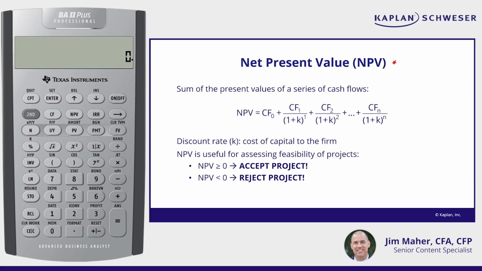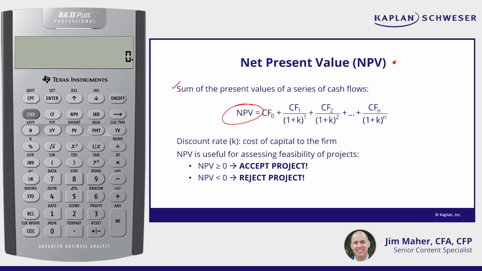And it's simply the sum of the present values of a series of cash flows. So there is our definition, and here's our formula. Lucky for you, you really don't need to memorize this. Get an idea of what's going on here. And you can use your cash flow keys, as we'll see coming up in just a little bit, to make this calculation for you.